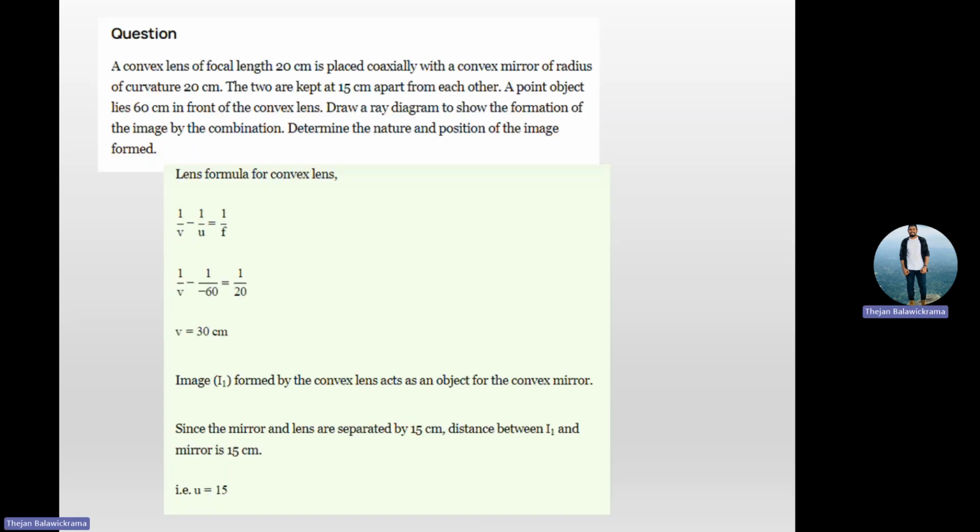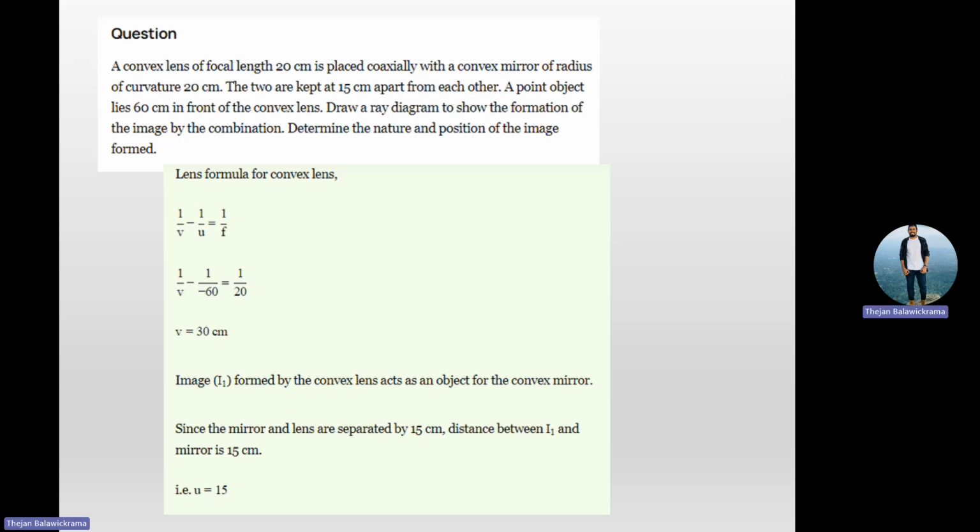Another one: a convex lens placed coaxially with a convex mirror. Lens and mirror. You have to consider the image of one as the object for the other. It goes the same way, but you need to consider them as a system.